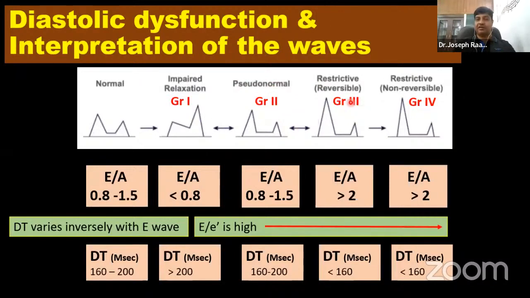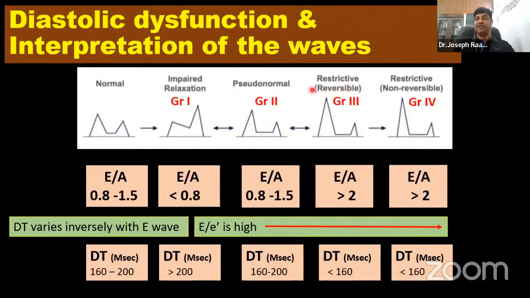As the situation worsens, LA pressure starts going up and E becomes taller and taller, and then E exceeds A by more than 2 times. The ratio becomes more than 2. For some time in the beginning, it will be reversible, that is, with any maneuver that is going to unload the heart. For example, with Valsalva, it is going to reverse to the previous pattern. If you see a pattern of grade 3 and you ask the patient to do a Valsalva, then E by A becomes normal, something like a pseudo-normal.